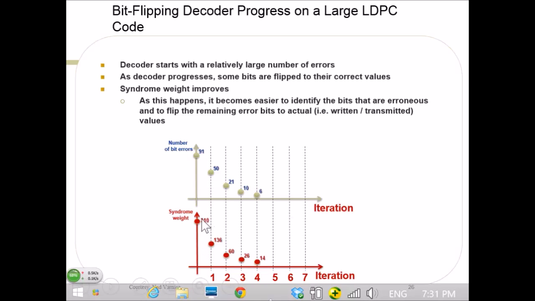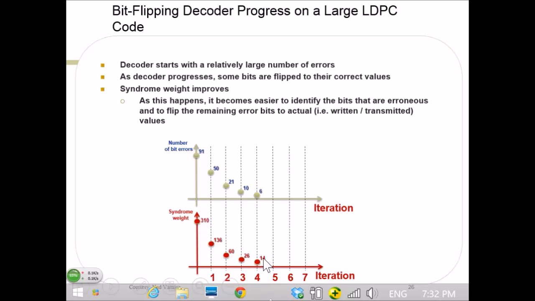The syndrome weight is essentially how many equations are unsatisfied. In a simulation environment you can see the number of bit errors because you know the transmitted data also. But in reality, when you transmit something, you don't know what is really transmitted, so you have only the indication of the syndrome weight.